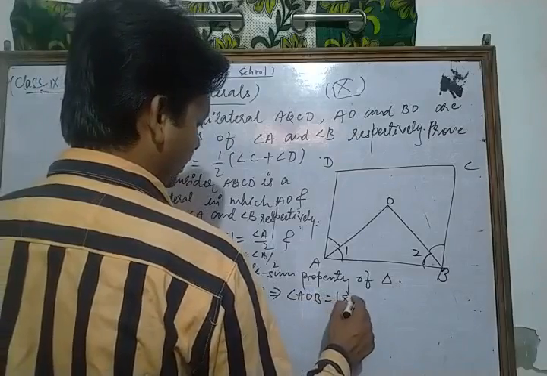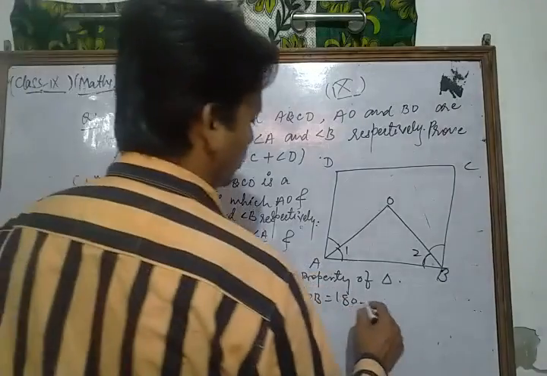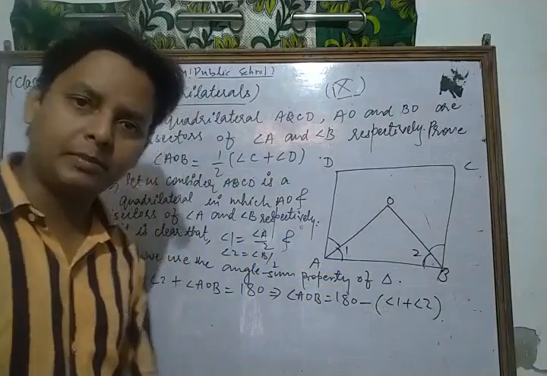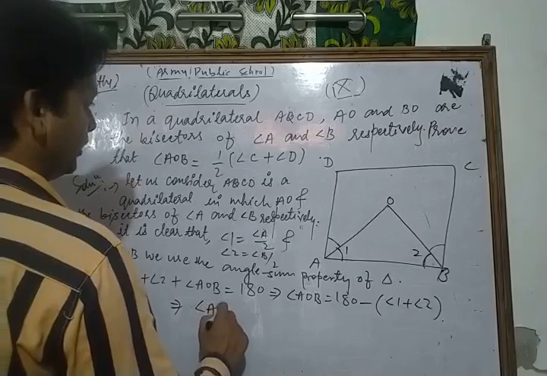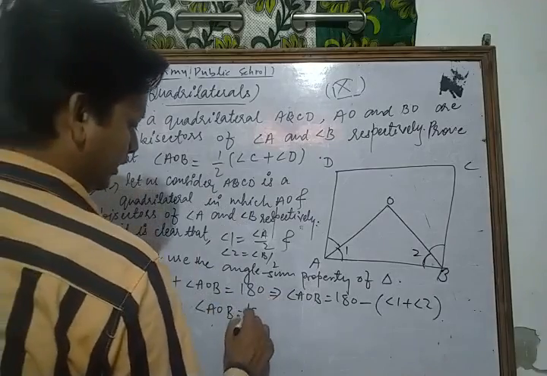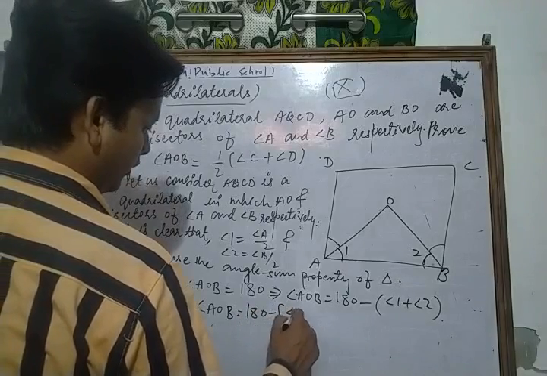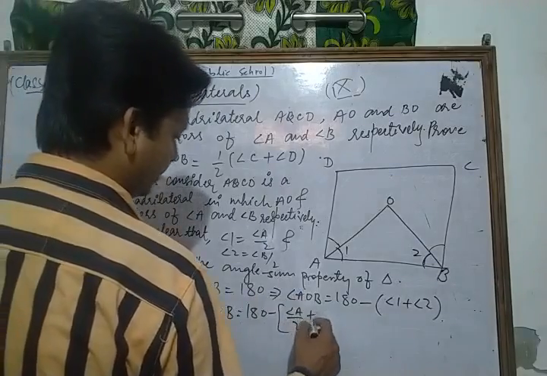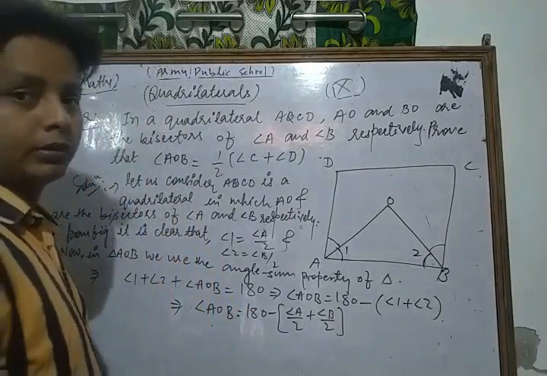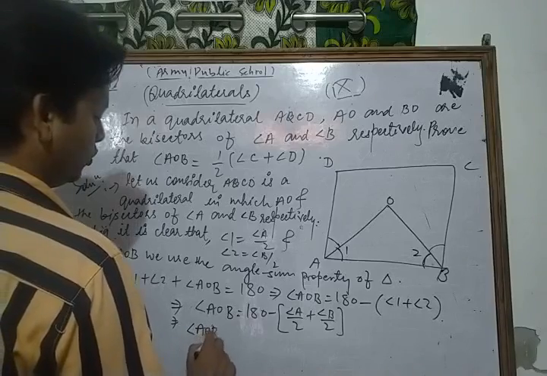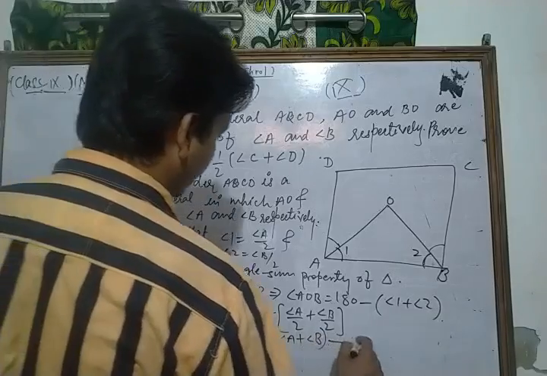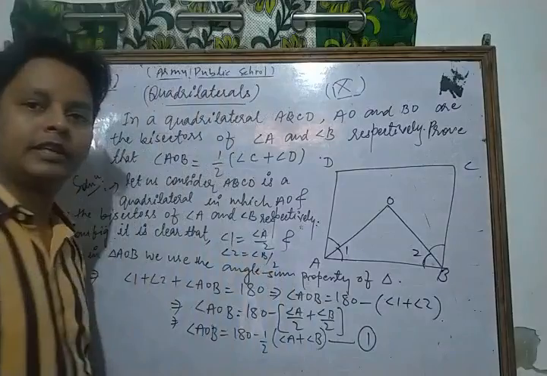From there, angle AOB is equal to 180 minus angle 1 plus angle 2, transferring angle 1 and angle 2 to the other side. Since angle 1 is half of angle A and angle 2 is half of angle B, we take 2 common, the LCM of the denominators. So angle AOB is equal to 180 minus 1 upon 2 of angle A plus angle B. Take this as equation number 1.